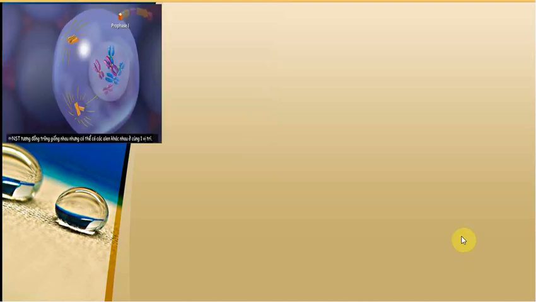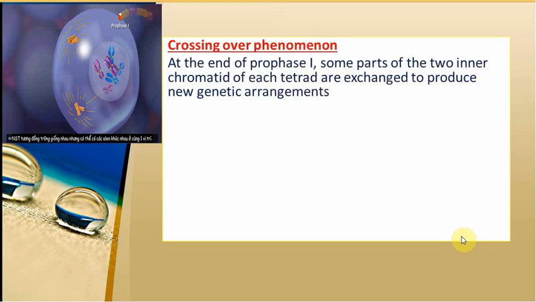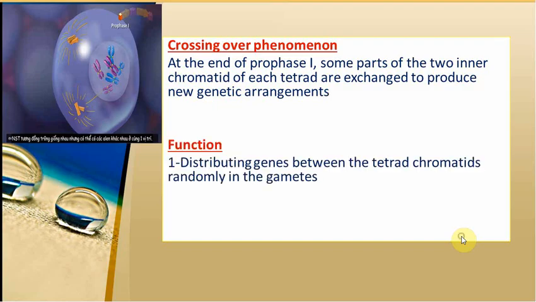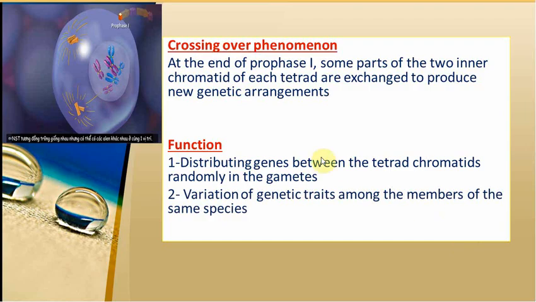The crossing over phenomenon occurs at the end of prophase 1, where some parts of two inner chromatids of each tetrad are exchanged to produce a new genetic arrangement. Its function is to distribute genes between the tetrad chromatids randomly in the gametes, and variation of genetic traits among the members of the same species. So it tries to make a new genetic arrangement.